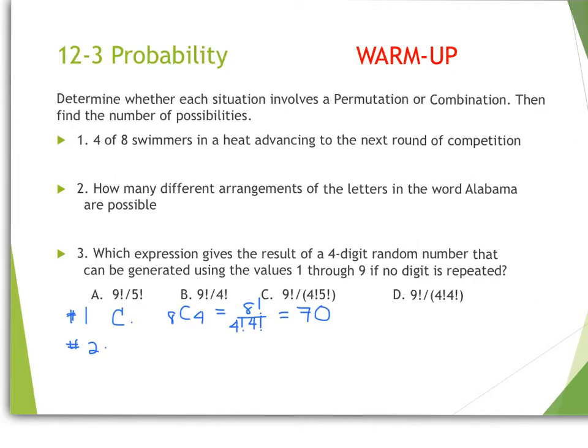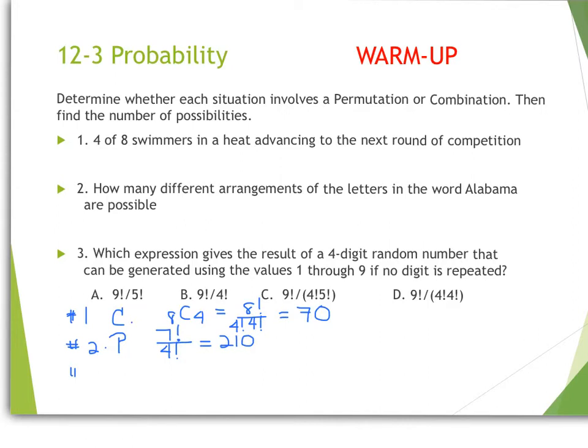On number 2, you have how many different arrangements of the letters in the word Alabama are possible. So we know that that's going to be a permutation. You're rearranging those letters. There are going to be 7 letters in the word, and we actually have 4 repetitions of an A. So we divide by 4 factorial, which leaves you with 7 times 6 times 5, which is 210.